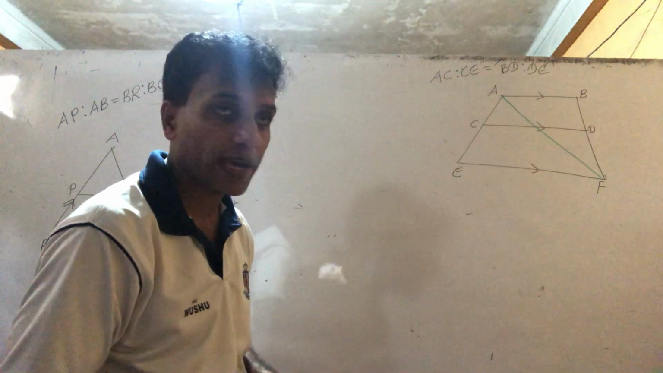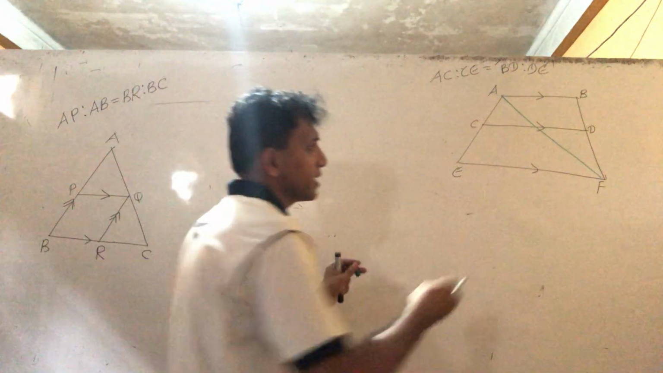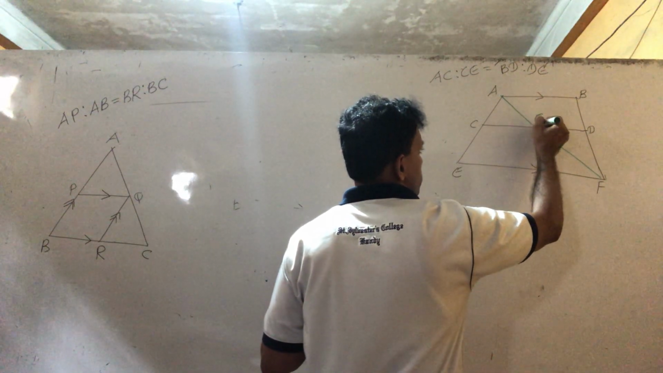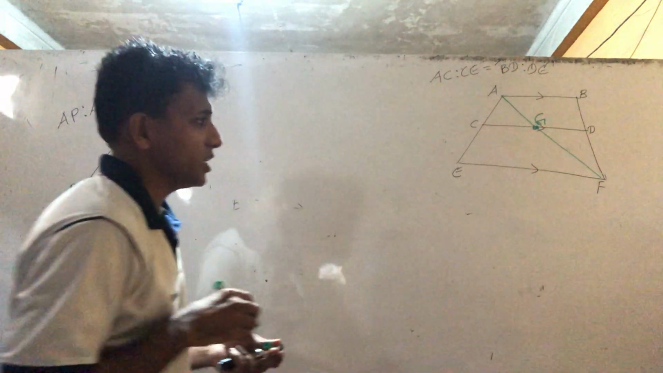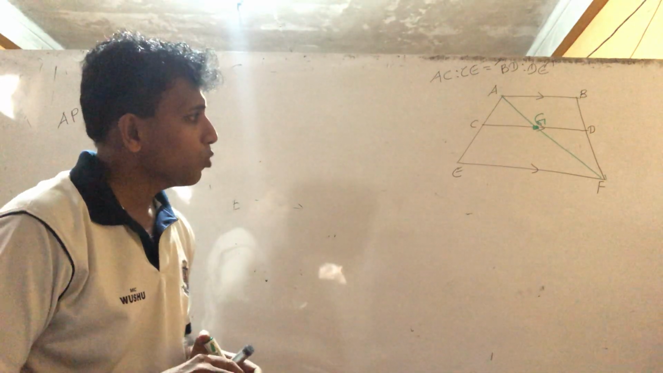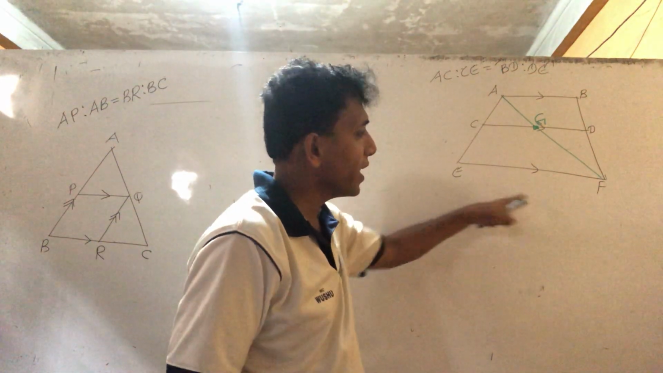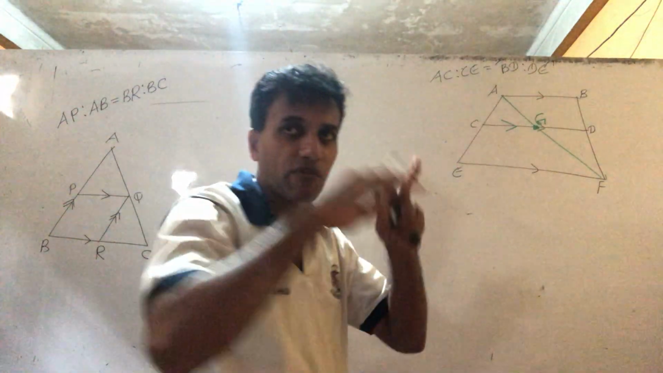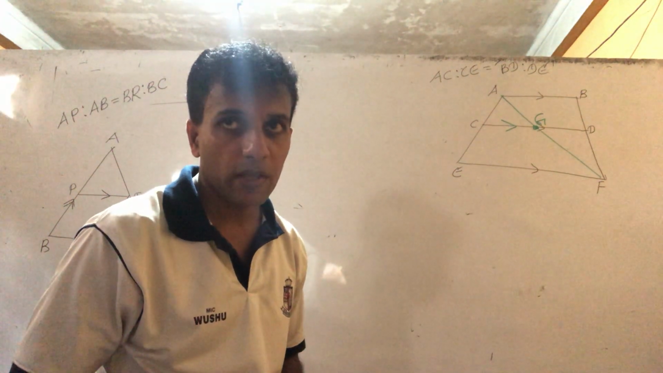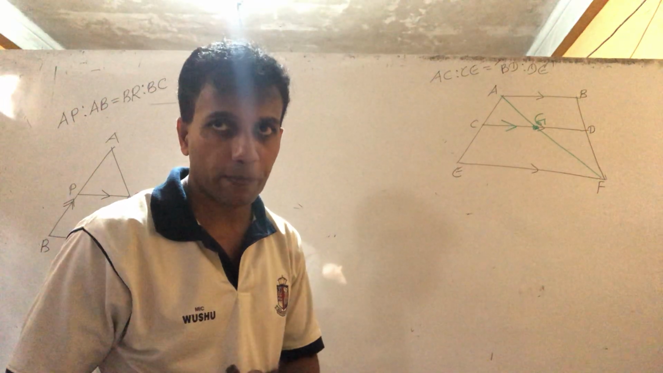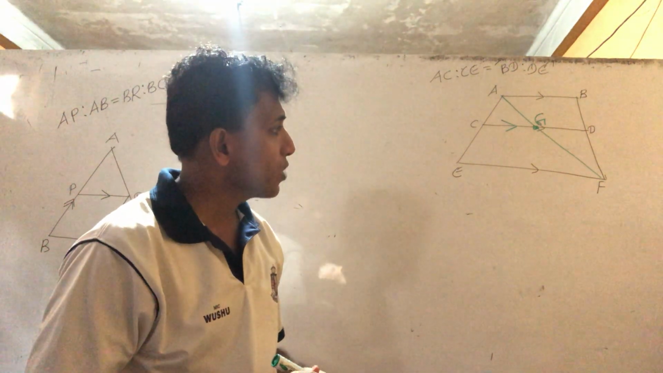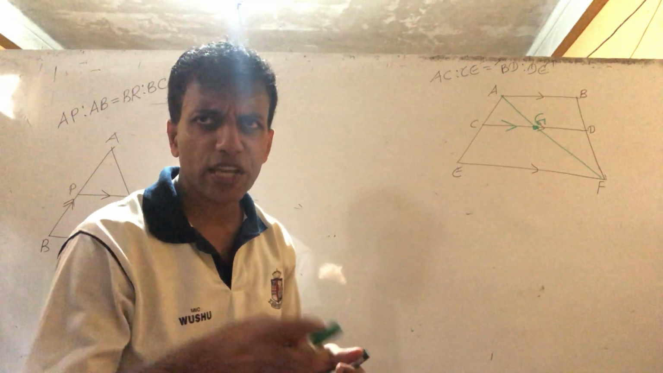Construction, join AF. And I mark this point as G. Now take this triangle, write the ratio. Lines are parallel. The big figure is a trapezium shape. There is no straight theorem for a trapezium. I prepare a triangle, right? Then take triangle AEF, write the ratio.